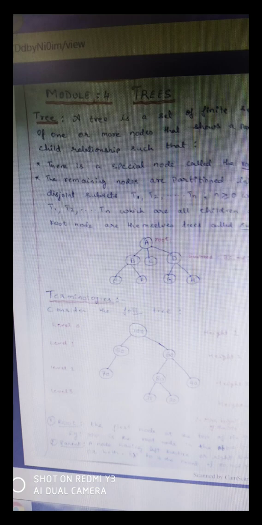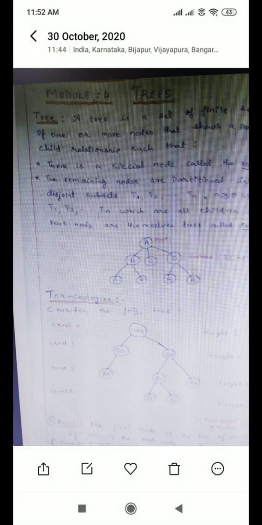So that is the concept of trees. A tree is nothing but a finite set of one or more nodes that shows how the parent-child relationship exists. There is a special case called the root node, and the remaining nodes are called the subsets of the tree. As you see in the figure, A is the root, and the remaining B, C, D are the subtrees of the tree.